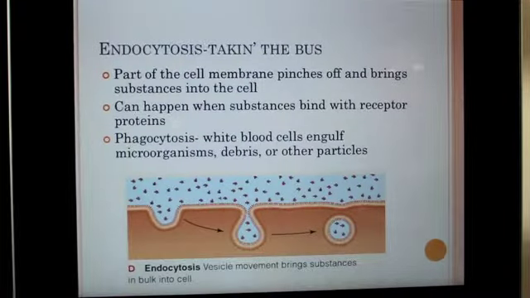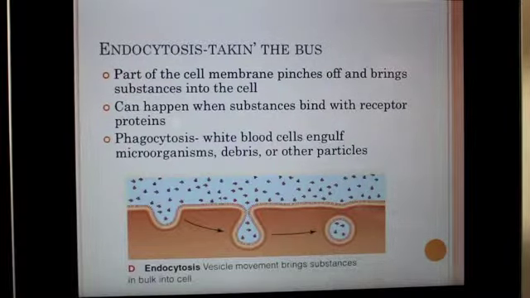Now, what if the cell has to get rid of a lot of stuff at once? Waiting for active or passive transport to occur would take a long time. So the cell can use endo and exocytosis to speed things up. So I call this taking the bus.